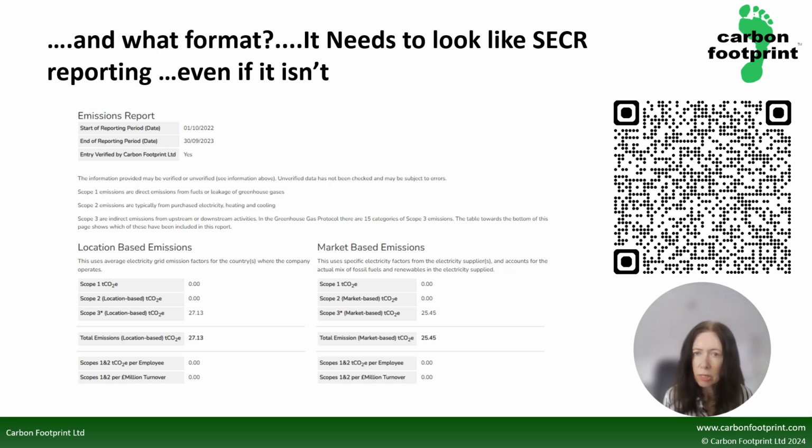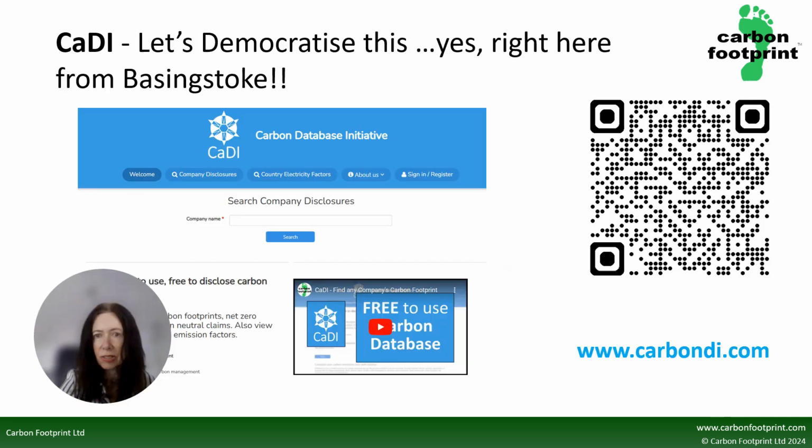The disclosure that we're making here needs to look like SECR, Streamlined Energy and Carbon Reporting. And that's the approach that CADI takes. So here you're clearly going to see your scope 1, scope 2, and whatever you have of scope 3, and you'll be specific about what categories are included within it, within the disclosure. It will take a standard format. Please do scan the QR code and you can see what one looks like.